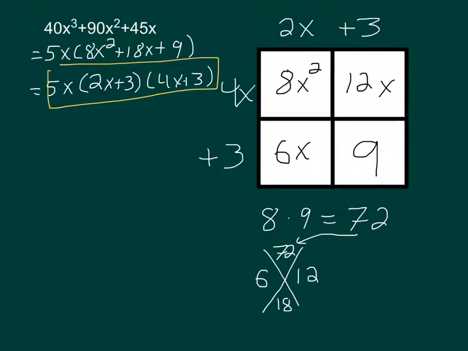And that's how you use the reverse Punnett square method, also known as the box method, in order to factor a quadratic trinomial.